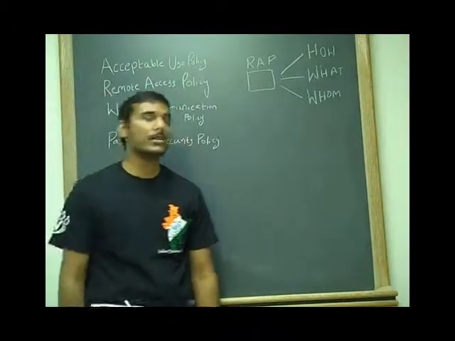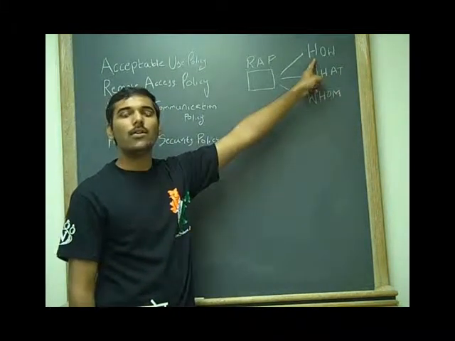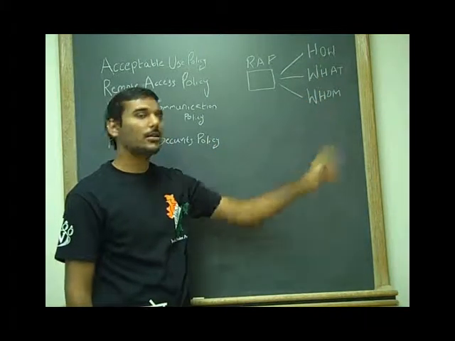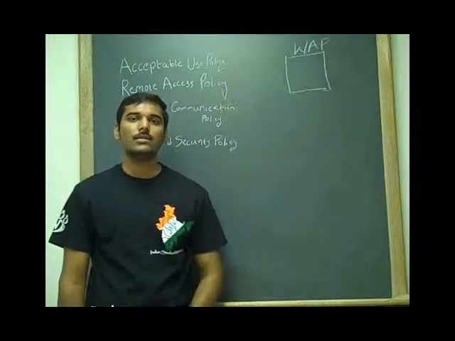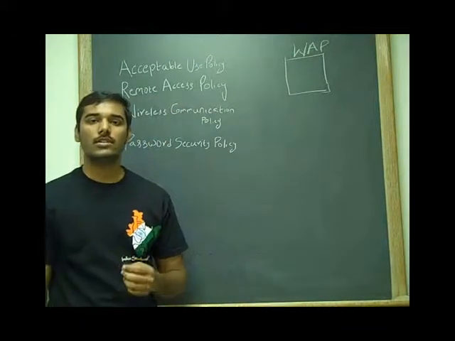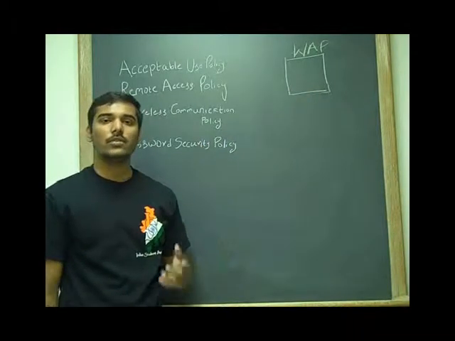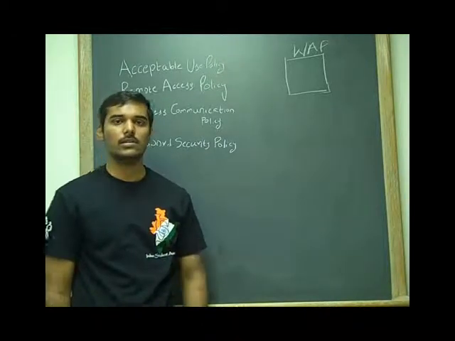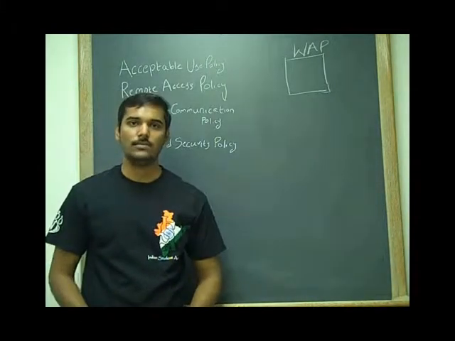Coming to the remote access policy, this policy is mainly focused on how, what, and who: how the information is accessed, what information is accessed, and by whom. By defining this policy, we can prevent unauthorized access of information. The usage of wireless networks is increasing day by day, so it is very important to set a policy for wireless networks. This policy includes how the wireless networks are installed, who can access them, and in what conditions they are accessed. And coming to the password security policy, it is explained through an example.